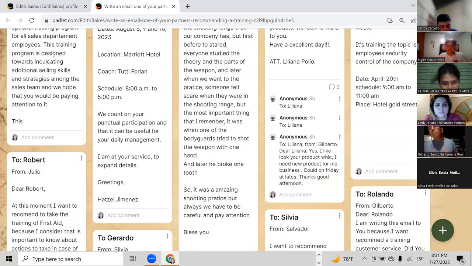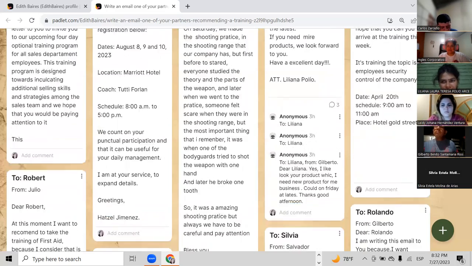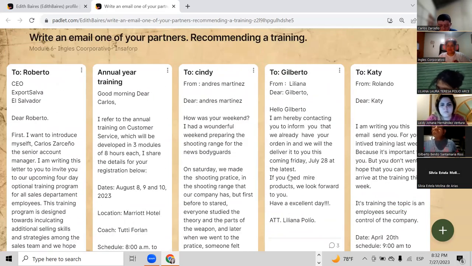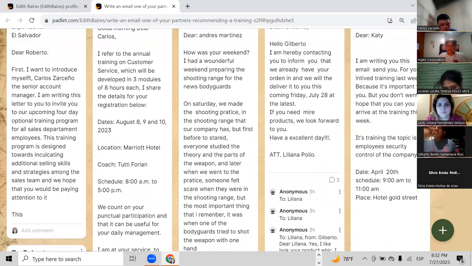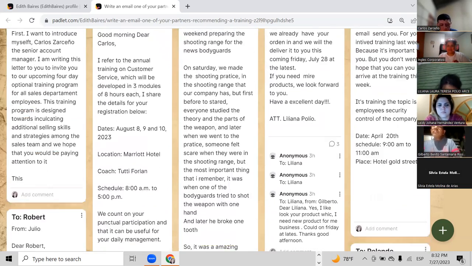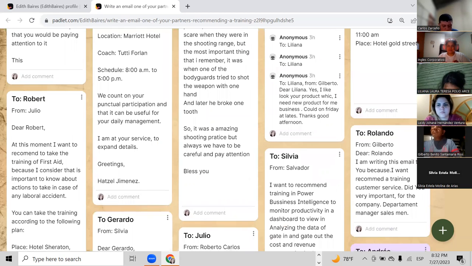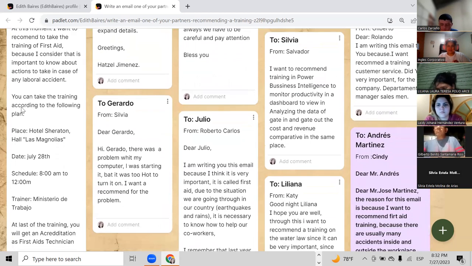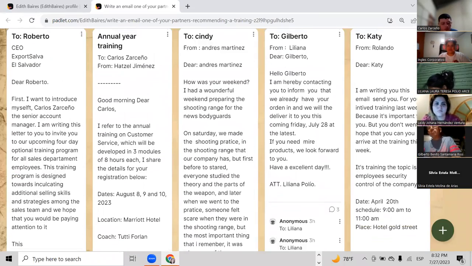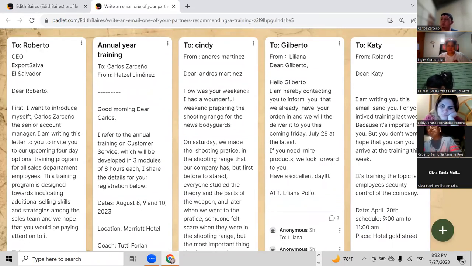Remember, it is an invitation to a training, not an order, okay? Try to change it. Look at the examples that I have been reading, the one from Julio to Robert. That is doing an invitation. It's requesting the attendance to a training. There is the information, okay? That is what you are trying to do: an invitation for a training.